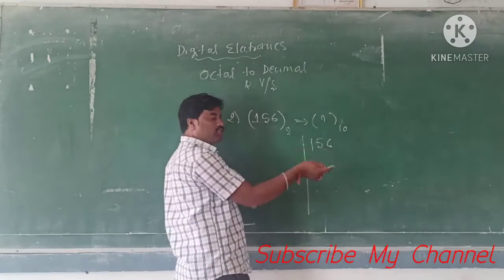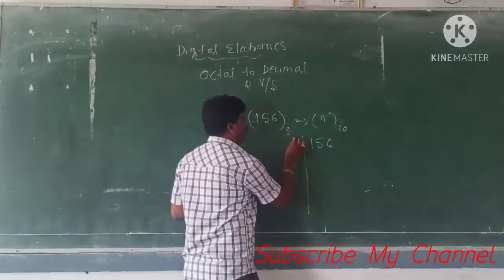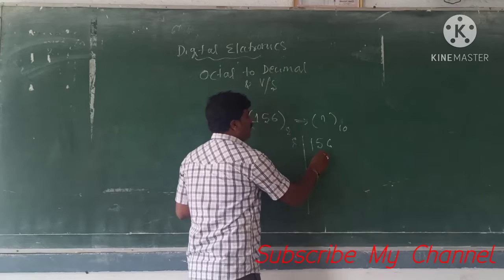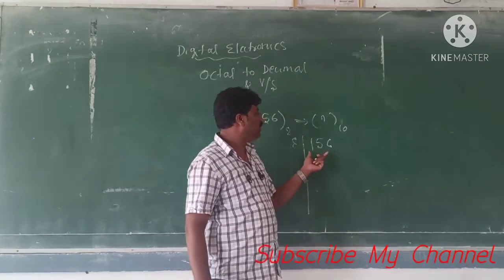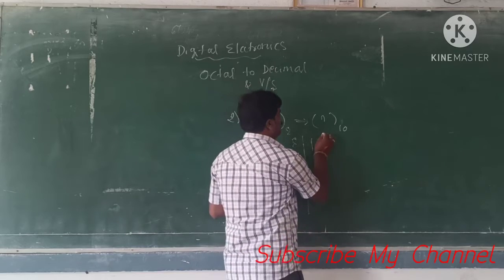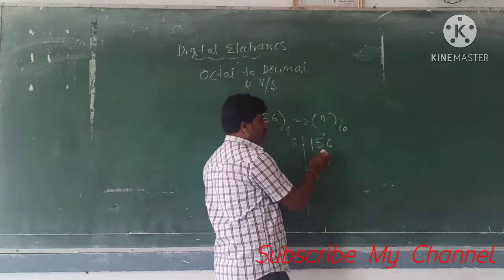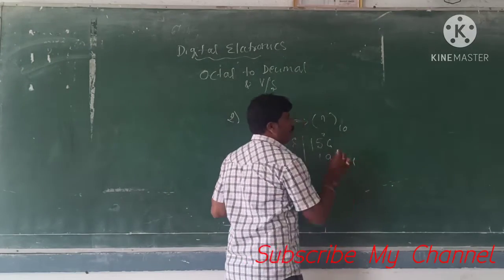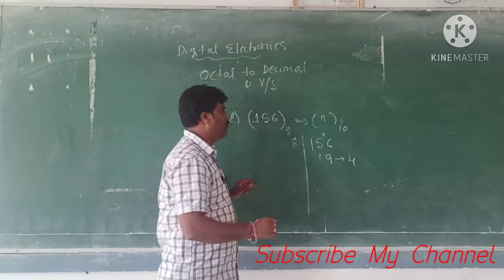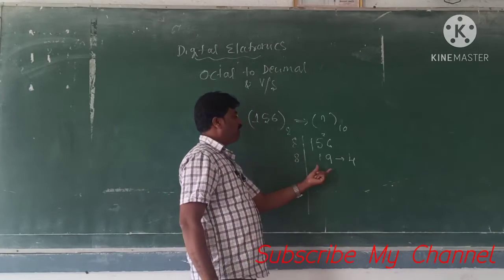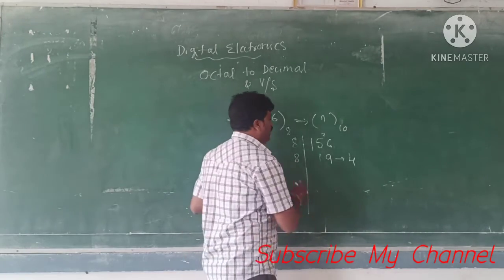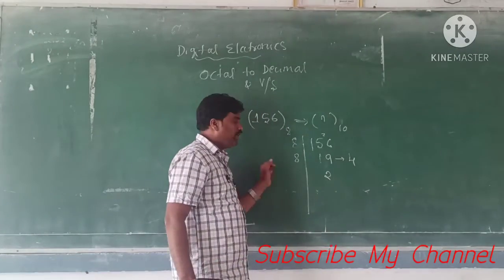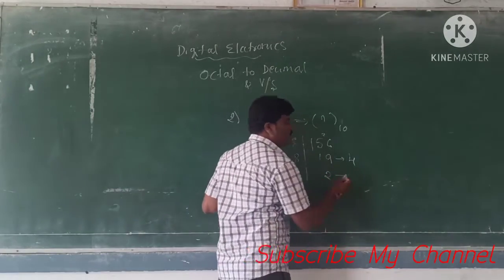We have to divide this 156 by 8. 8 19s are 152, and the remainder will be 4. Again, we have to divide this 19 by 8. 8 2s are 16, and the remainder will be 3.